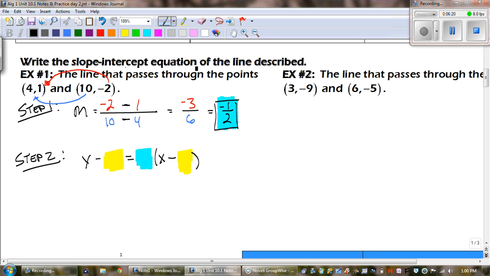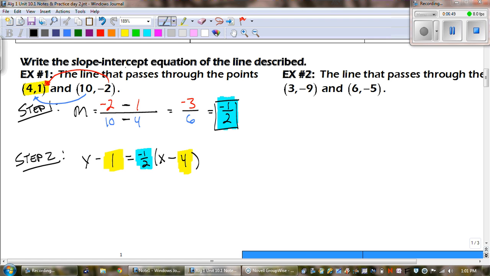And remember, it doesn't matter which point you use. So the slope has to go there. And then we can either use the 4, 1 or the 10, negative 2. You're going to get the same answer. I try to pick the one with the least amount of negatives and the smaller numbers, okay? So our x is the 4 and the y is the 1. So we have to put everything where it goes.